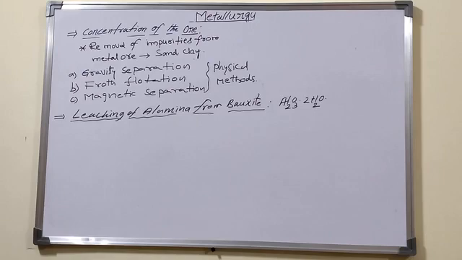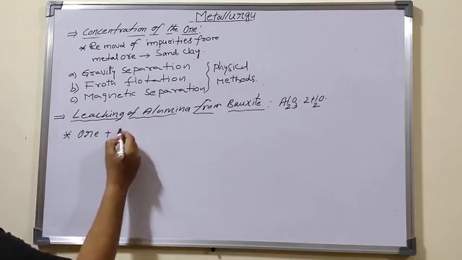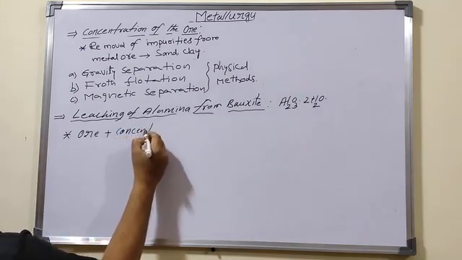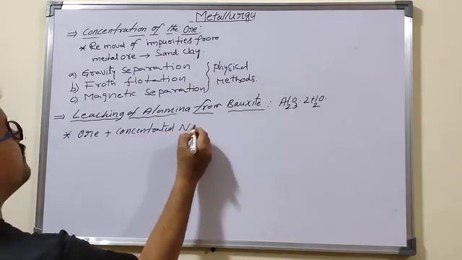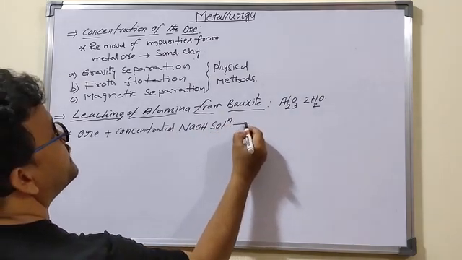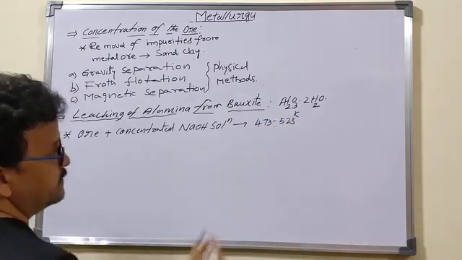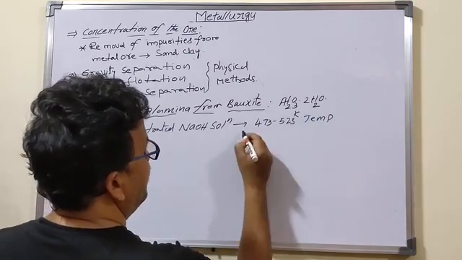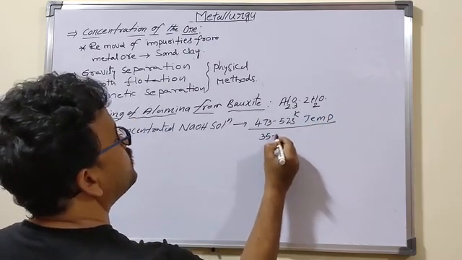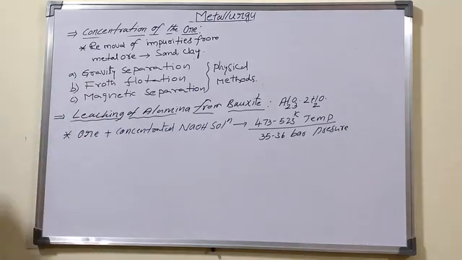What we have to do here is, the ore is treated with concentrated NaOH solution at 473 to 523 Kelvin temperature and 35 to 36 bar pressure. This is the condition: 473 to 523 Kelvin temperature, 35 to 36 bar pressure.